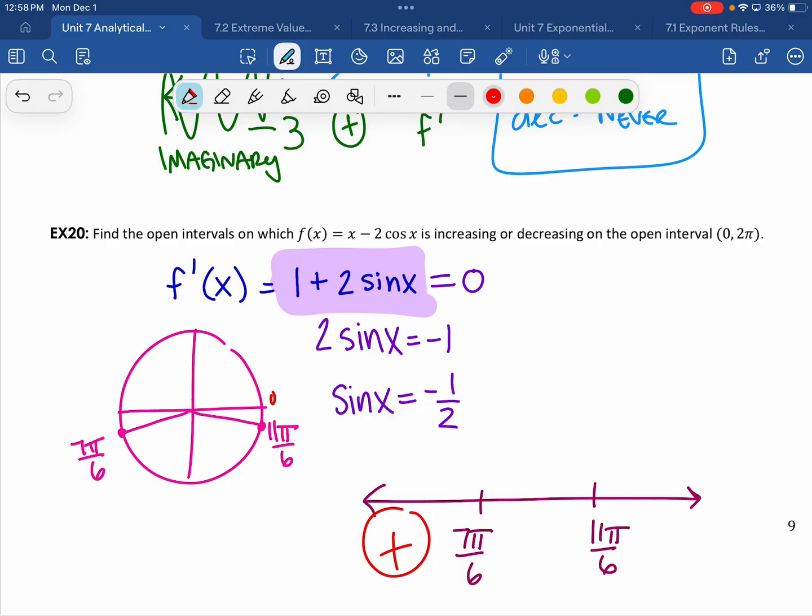All right, so in between 7 pi over 6 and 11 pi over 6, which is right here, what's special about these sine values? They're negative. So 1 plus 2 times a negative number? Negative.